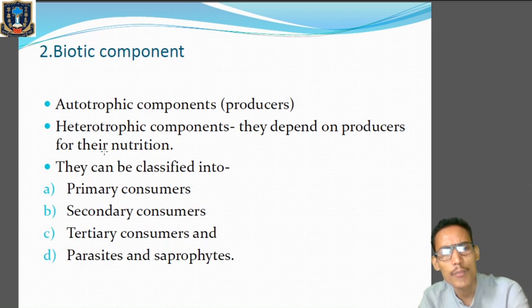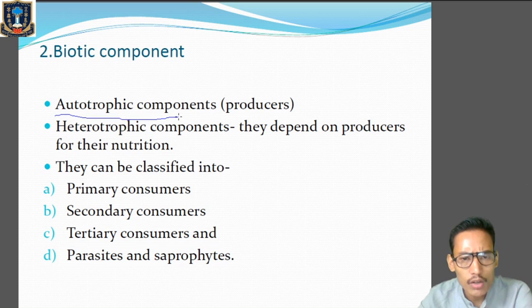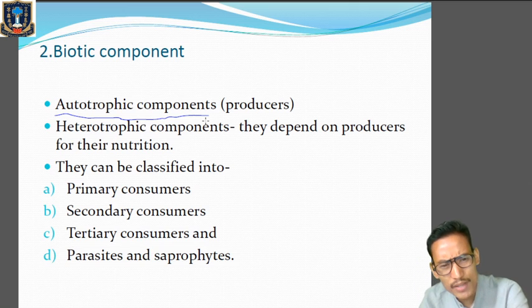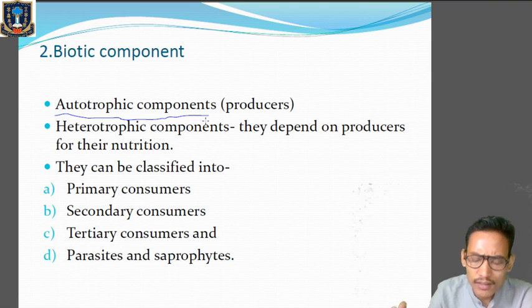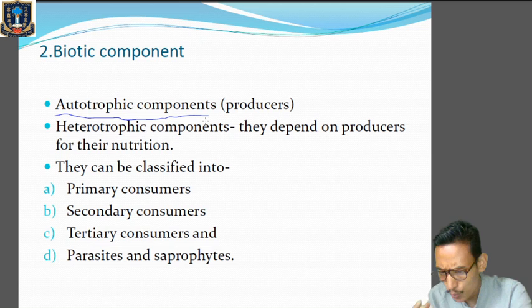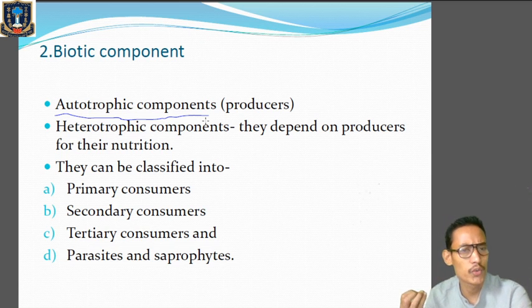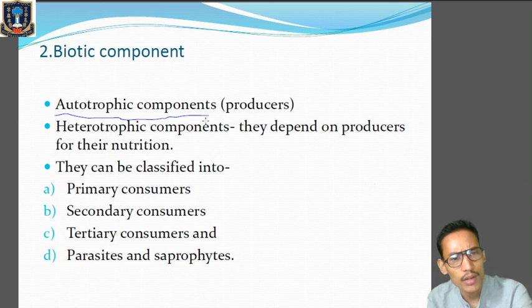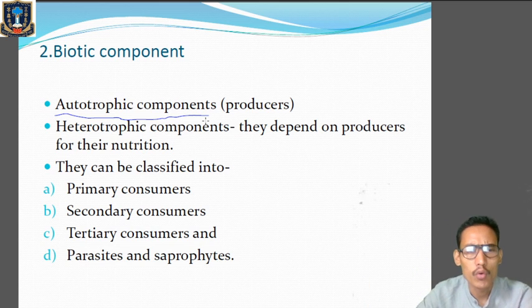Now let's see the biotic component. The biotic component of an ecosystem includes the autotrophic component. Autotrophic means the green plants, because these green plants are able to trap solar energy and use it for making complex food particles. You know the process of photosynthesis, where the green plants containing chlorophyll trap the solar energy, and in the presence of carbon dioxide and water they produce the food particle, that is glucose. This process is known as photosynthesis.